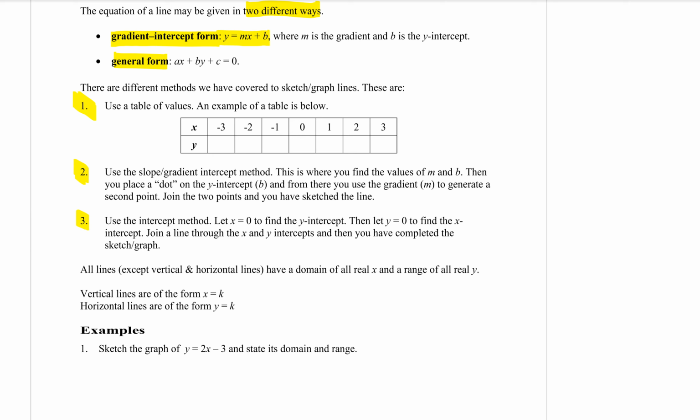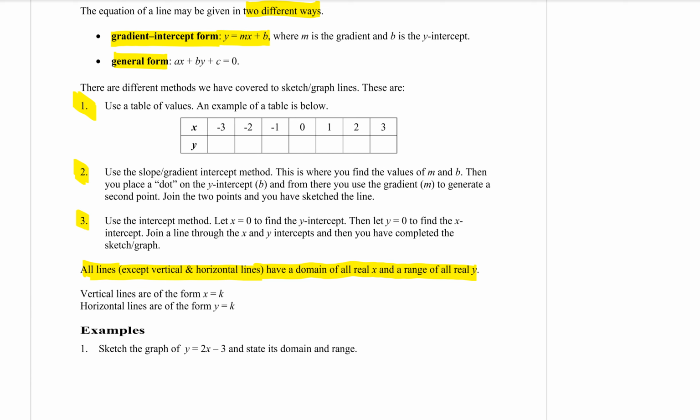All right? All lines except vertical and horizontal lines have a domain of all real x and a range of all real y. Okay, we talked about domain and range last lesson. And lines specifically, as long as they are sloping lines, not your vertical or horizontal, they will be all real x and all real y.